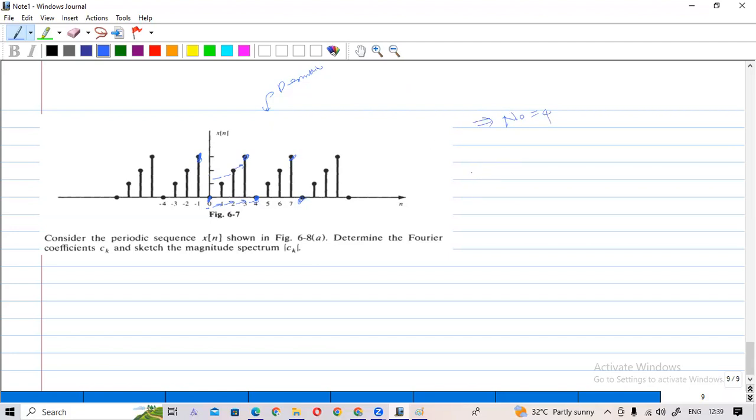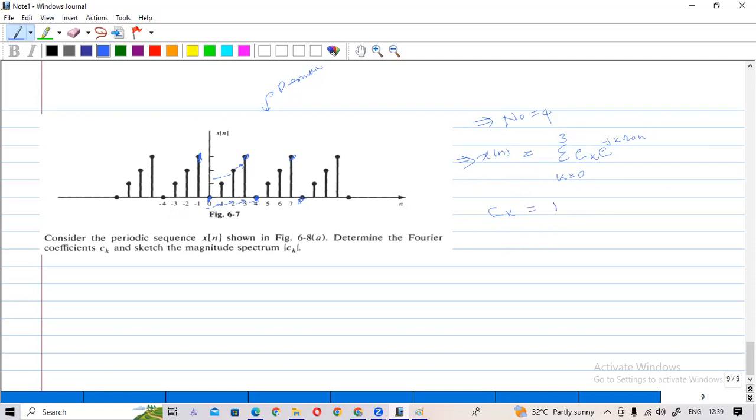Then you can represent x[n] as a collection of complex exponential terms, c_k e^(jkω₀n), where k goes from 0 to N₀ minus 1, that is, k from 0 to 3. This is the representation, and you have to find the c_k values, the Fourier coefficients.